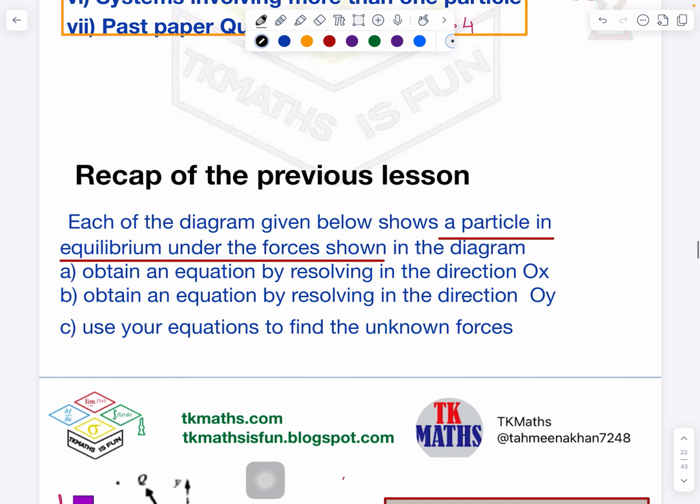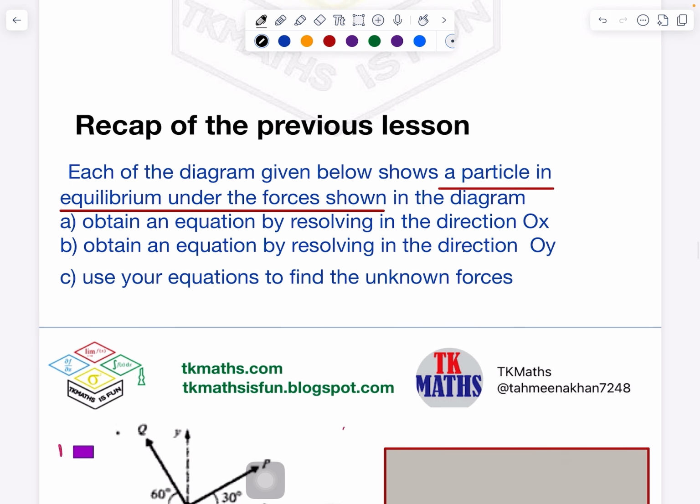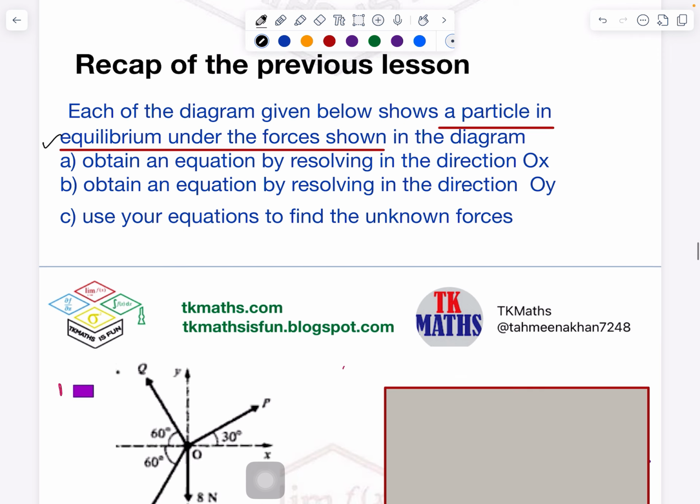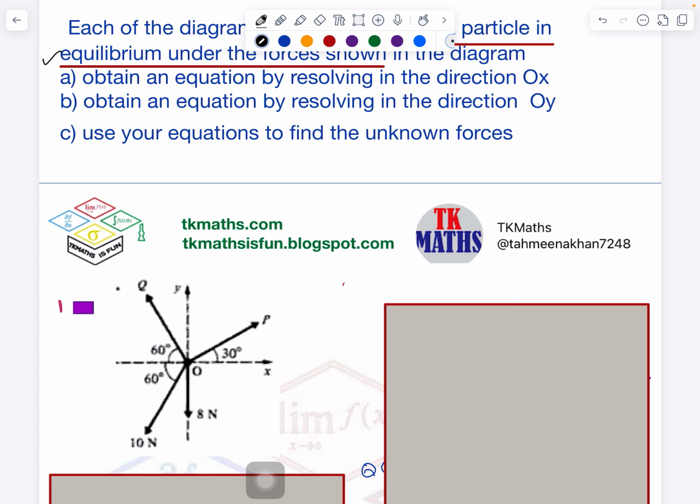So let's see here. First of all, we will have a little recap on the previous concept because this concept is built upon it. So I have taken here 2 diagrams. Each of the diagram given below shows a particle in equilibrium under the forces shown in the diagram. So I have taken rather one example. So you can see there are 3 forces, P Newton, Q Newton and 10 Newton. And imagine this is your particle in the center.